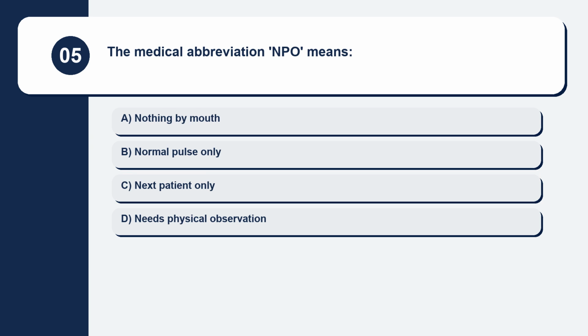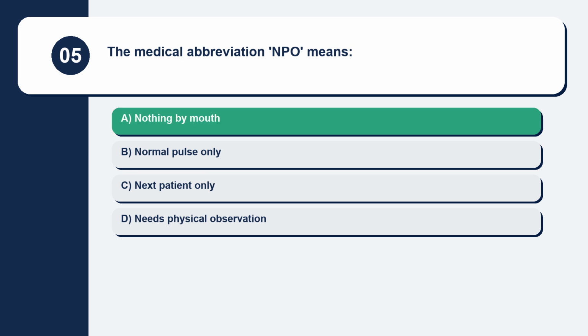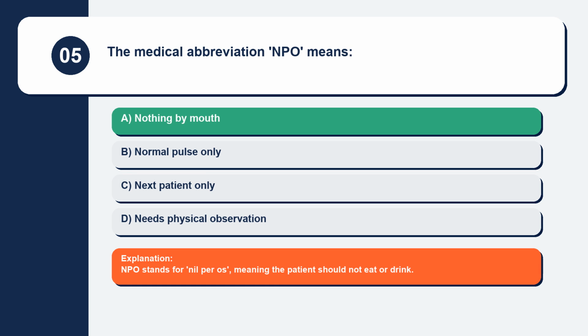Question 5. The medical abbreviation NPO means: nothing by mouth, normal pulse only, next patient only, or needs physical observation. NPO stands for nil per os, meaning the patient should not eat or drink.